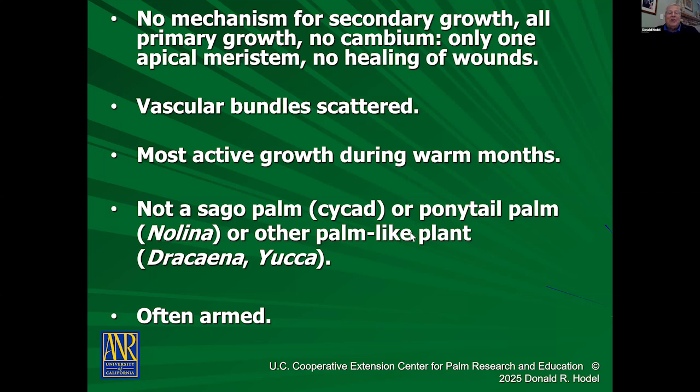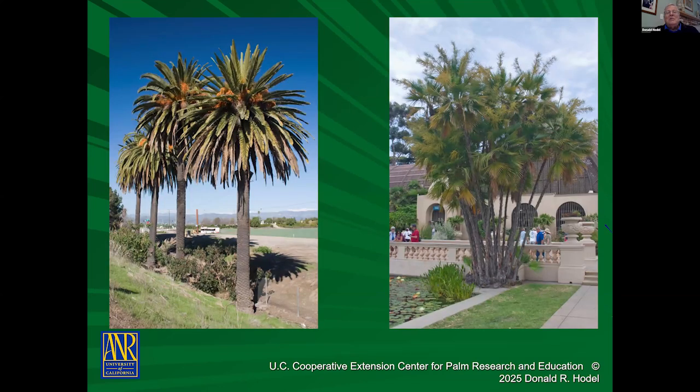And palms are often armed, which is a strange concept for me to accept, because I always think of palms as being tropical, and I don't think of too many spiny plants in the wet tropics, but there are some. So here we see an example on the left, the Canary Island date palm. That's a solitary palm, and on the right we see a Coccothrinax or Coelurahe wrightii, a native American palm from South Florida and the Caribbean that is multi-trunked.